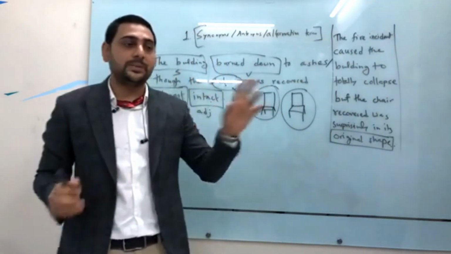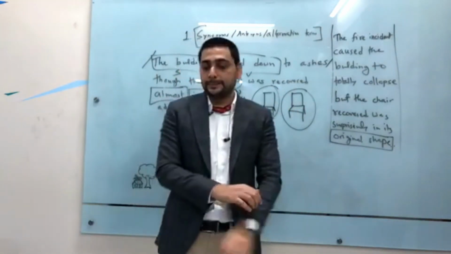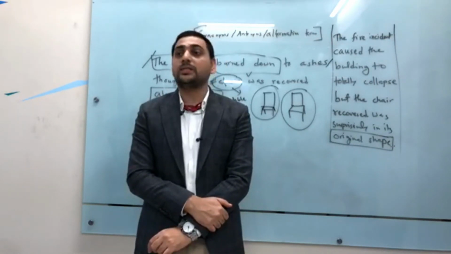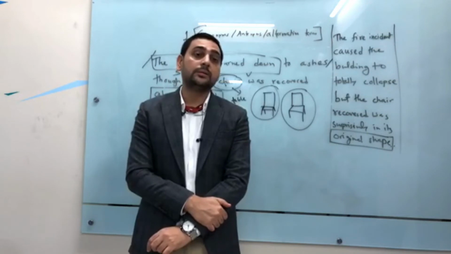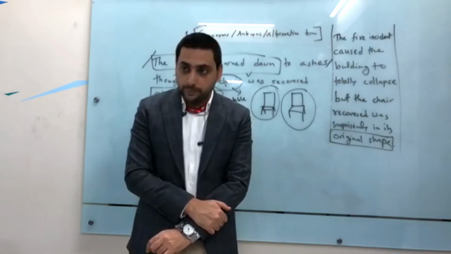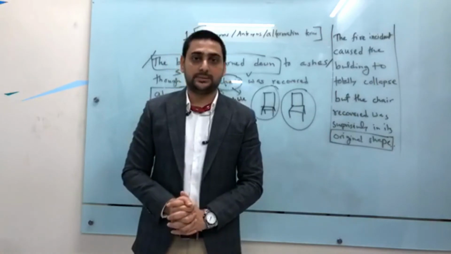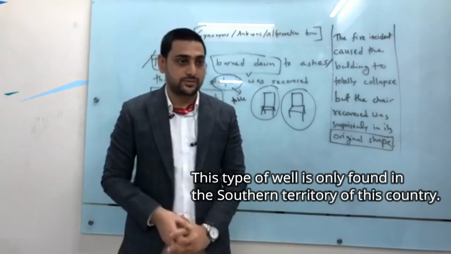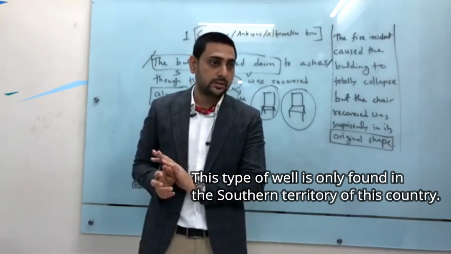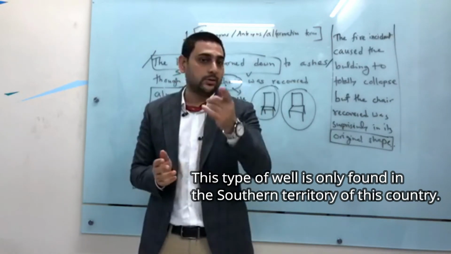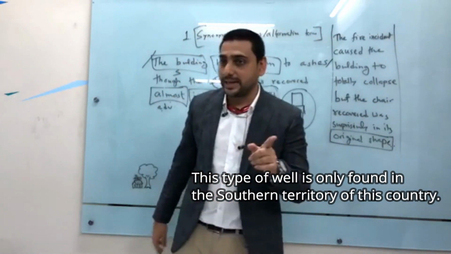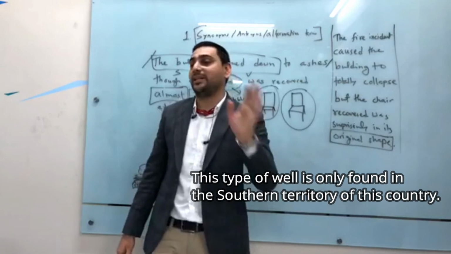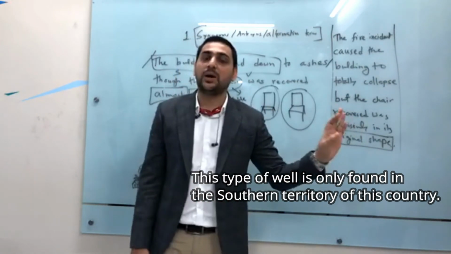Okay, sentence number 1 that will be found in the passage. Suppose this type of well, W-E-L-L. A well, right? So this type of well is only found in the southern area of this country, or southern territory of this country. Please remember this, I would write it on the board but I don't have the energy. Listen to it verbally. This type of well is only found in the southern territory of this country. That is statement number 1 in the passage.